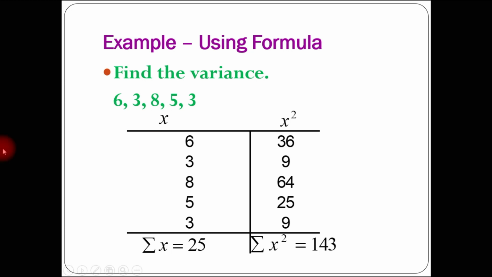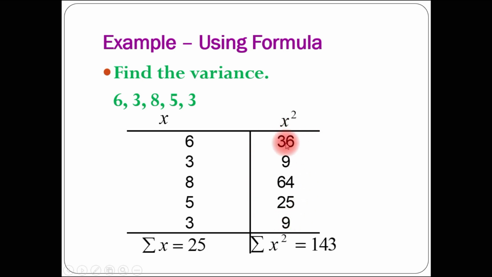The x, sulat lang natin yung mga data natin. 6, 3, 8, 5, 3. Yung nakasulat na sa taas. Tapos, i-square natin isa-isa. 6 squared, 36. 3 squared is 9. And so on. And then, kunin natin yung sum. Summation of x is 25. Pinag-add lang natin yung x scores natin. Tapos, summation of x squared is equal to 143. Again, pinag-add lang natin yung x squared scores natin.